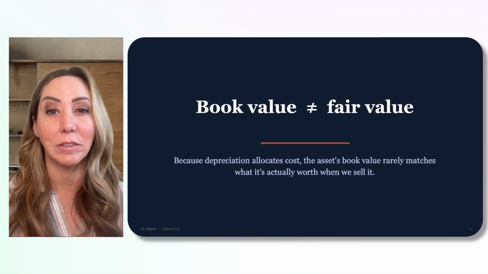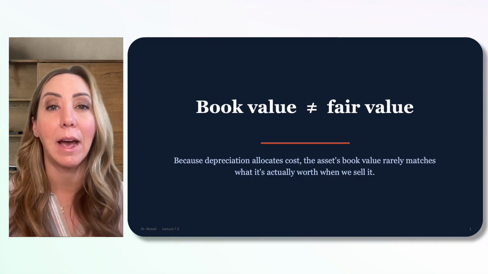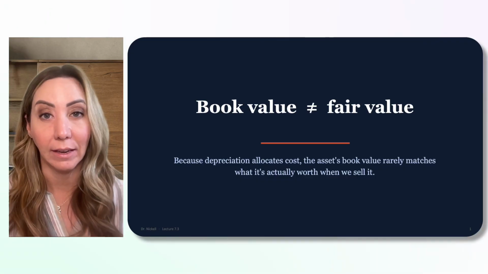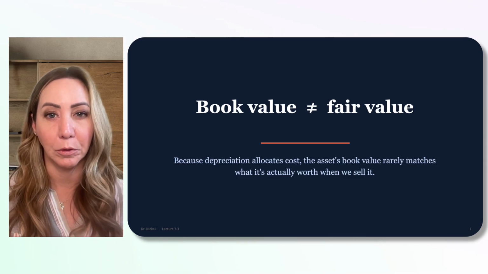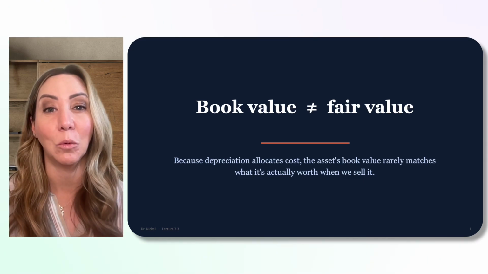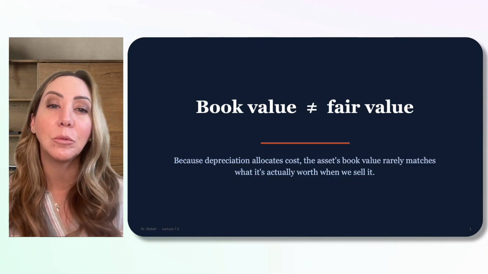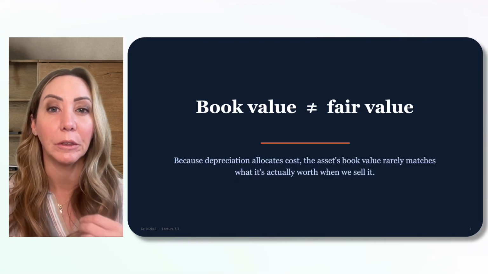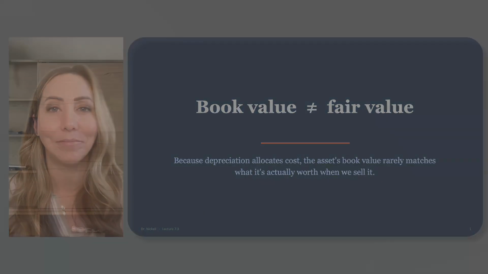Remember the concept of cost allocation. Depreciation allocates cost, it does not track market value. That one fact is the entire reason that dispositions create gains and losses to begin with. Because book value, cost minus accumulated depreciation, is almost never equal to what the asset is actually worth when we sell it. So when the cash we receive differs from the book value we're carrying, the difference has to go somewhere. We call it a gain or a loss.